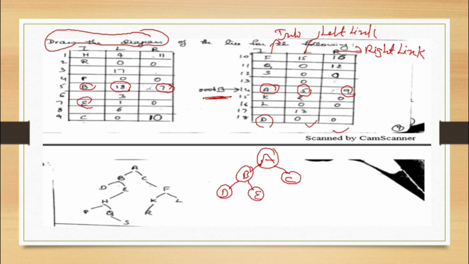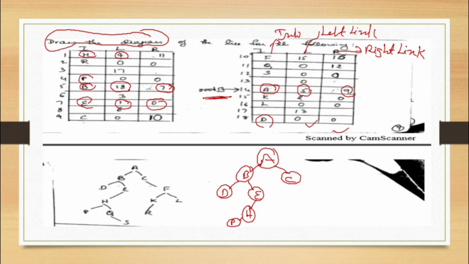E has a left child, which is there in the first location, that is H, and it doesn't have a right child. E doesn't have a right child, so that is why it is 0. Next, we have to go to H, which is in the first location. H is in the fourth location, and H has the left child, which is P. So I will just draw it here, P.